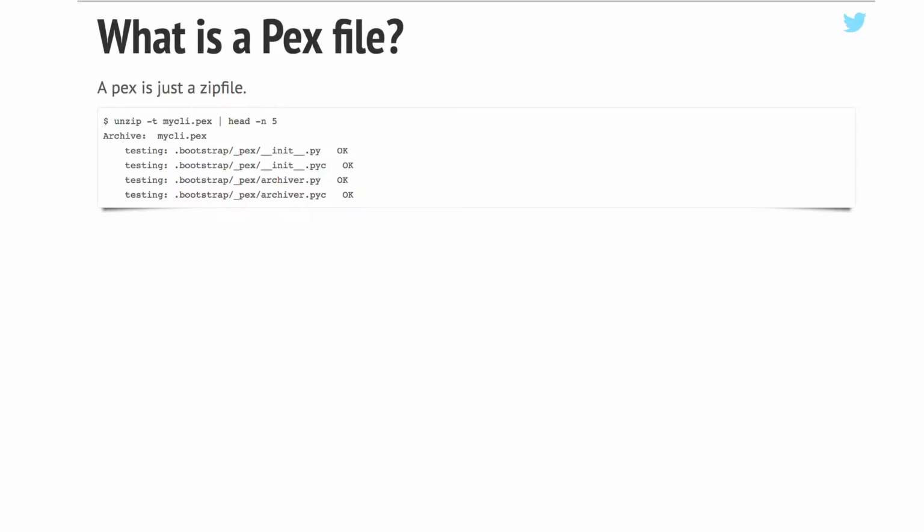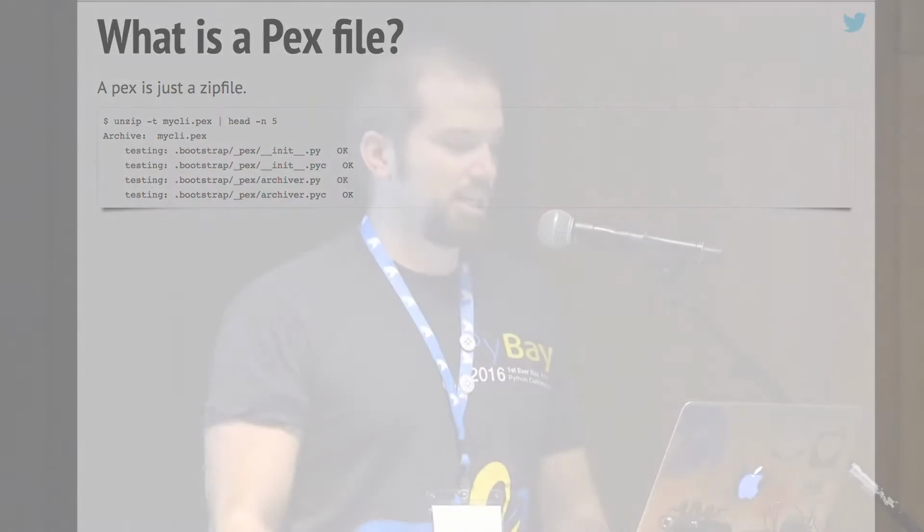OK, I'll wait. Anyway, so what is a PEX? A PEX is just a zip file. So if I unzip this thing and just look randomly, zip is happy to say it contains a bunch of files, and I see them scrolling by, and there's .bootstrap and .deps.